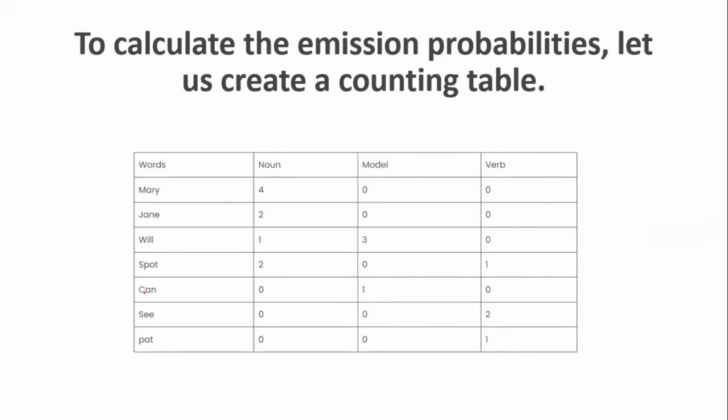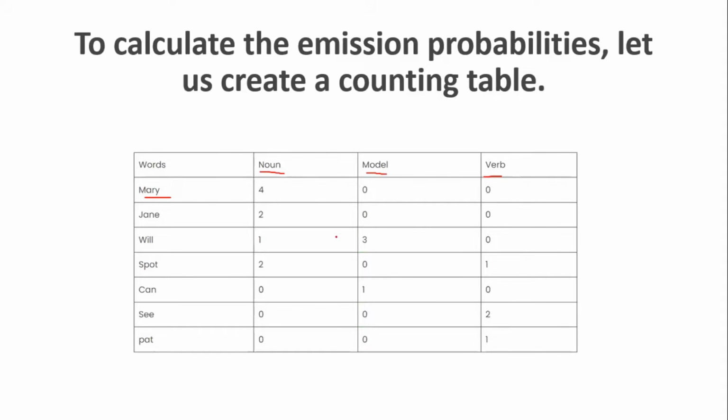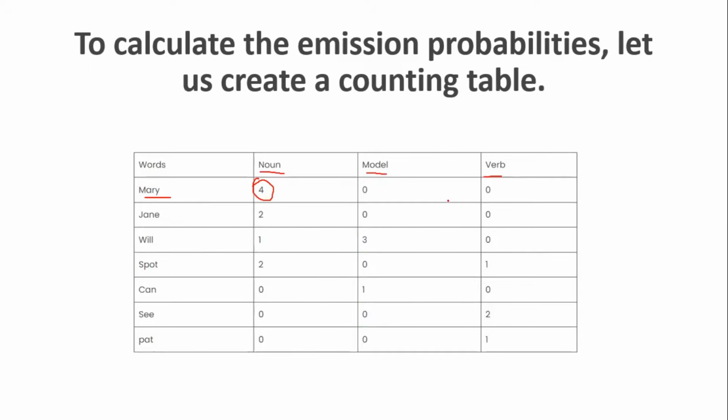Take those 7 words, and the three tags which we used are noun, modal, and verb. Now you need to check how many times Mary appeared as noun. From this you can find out: Mary appeared as noun 1, here it is 2, this is 3, and this is 4. So Mary appeared as noun 4 times, so this value will be 4. Now check how many times Mary appeared as modal. In all the 4 sentences, Mary appeared as noun only. So modal will be 0 and verb will be 0.